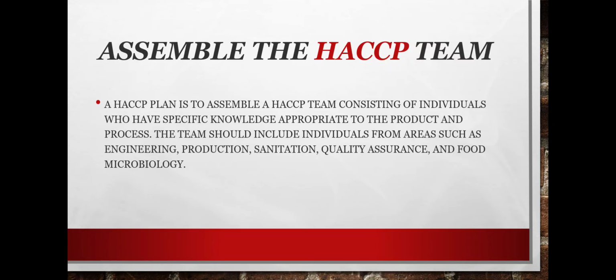Assemble the HACCP team. The first task in developing a HACCP plan is to assemble a HACCP team consisting of individuals who have knowledge appropriate to the product and process. The team should include individuals from areas such as engineering, production, sanitation, quality, and food microbiology.